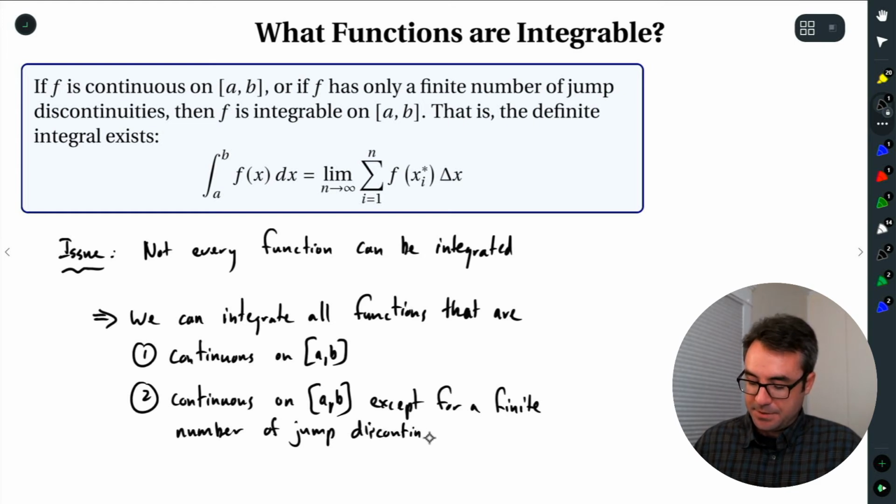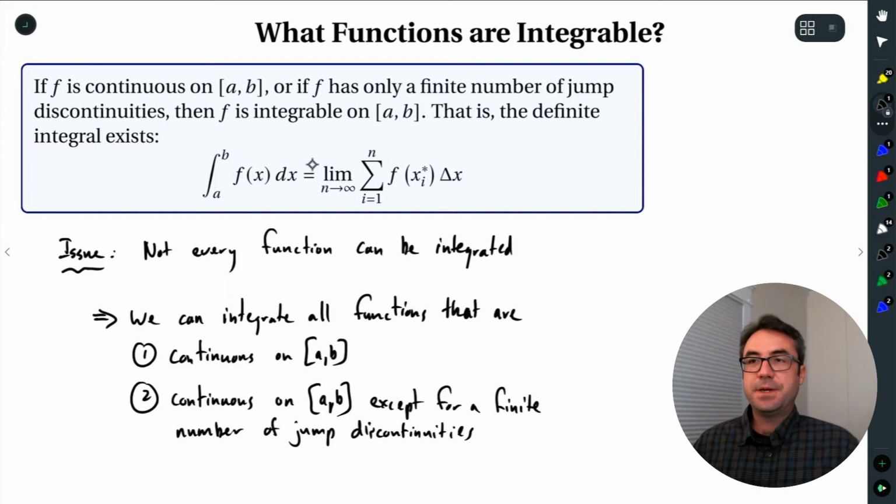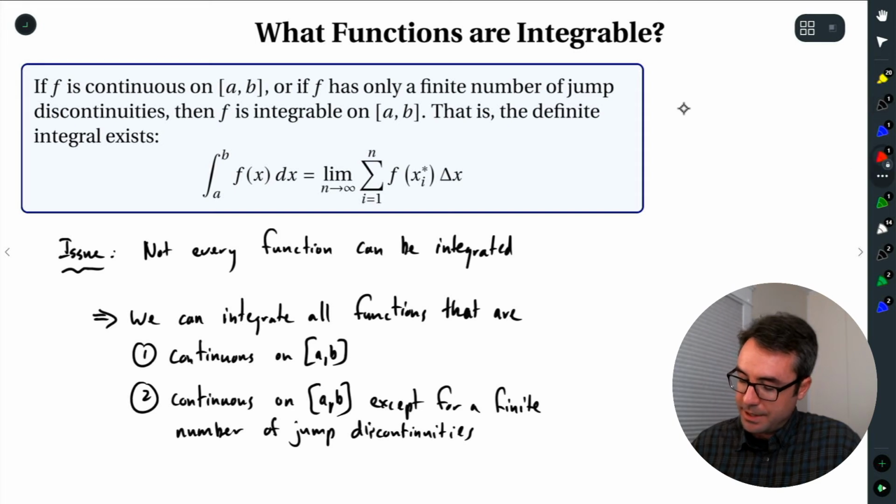Now, just because a function is integrable, meaning this limit exists, doesn't necessarily mean it has a nice antiderivative. A function might be continuous, which means that the definite integral here does exist, but we might not be able to calculate it using the fundamental theorem of calculus if we don't know what the antiderivative is. So just a little warning here.